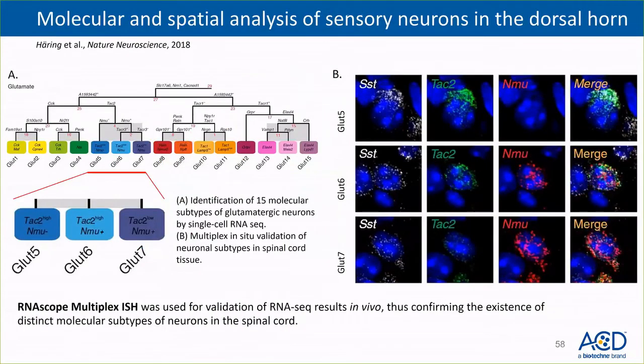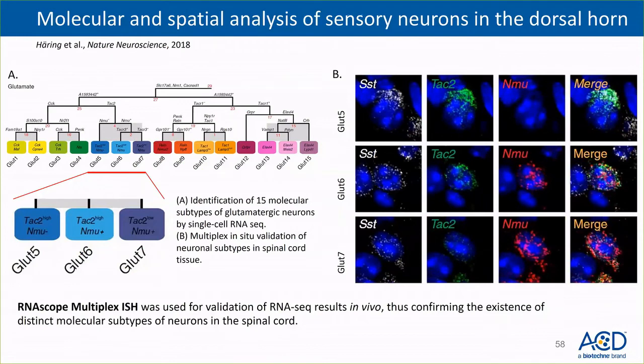Herring et al. In their paper here used RNAscope as a validation to validate the existence of different molecular subtypes of neurons identified by, again, their single-cell RNA-seq data in mouse spinal cord tissue. Moreover, analyses of neuronal subtypes in the context of the architecture of the dorsal horn of the spinal cord. And this enabled the creation of a spatial map where they could show the organization of neurons in multiple distinct layers.